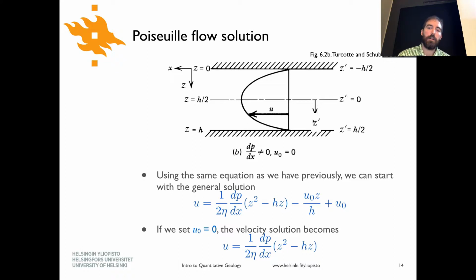And just note here that the coordinate system is a little bit different than the previous case. It's assuming we're using z prime, where we're assuming we're in the middle of the channel, calculating the velocity out from either side.